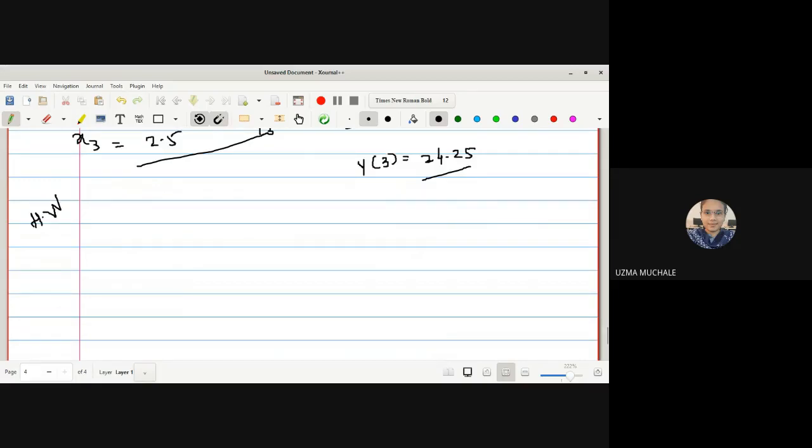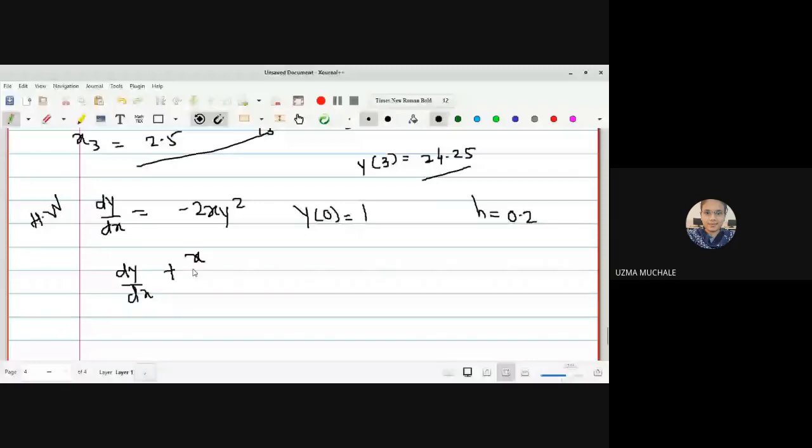The first one is dy by dx is equal to minus 2xy square with the initial condition y of 0 is 1, considering h equal to 0.2. Next, dy by dx is equal to x plus x upon y, y of 0 is equal to 2, considering h equal to 0.5. In the first case the interval is 0 to 1, and in the second case the interval is 0 to 2.